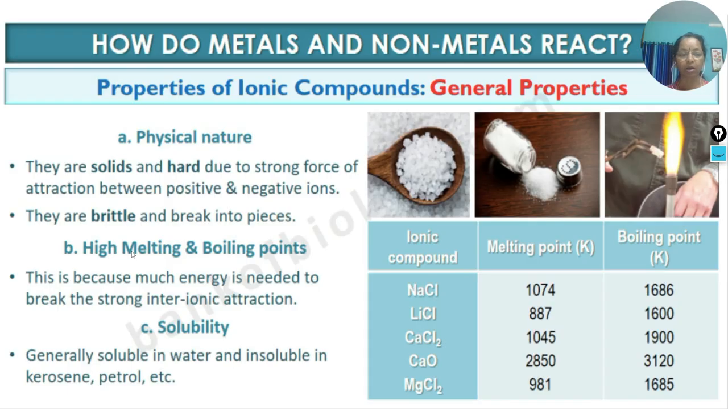Then they all have high melting and boiling points. In the previous activity, we saw that instead of melting, they were changing the color. That means they have a very high melting point. Some values are given here. See, all are nearly 1000 or above 1000. They have very high values for the melting and boiling point. So they have high melting points.